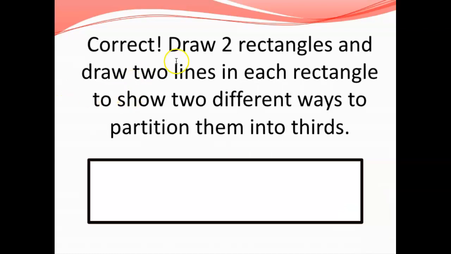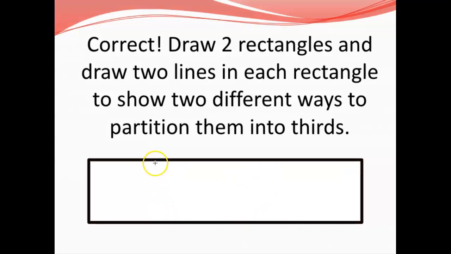So correct. We're going to draw 2 rectangles. So draw 2 rectangles that look like this. And then I want you to draw 2 lines in each rectangle to show 2 different ways to partition them into thirds. So one time you can draw the lines vertically.